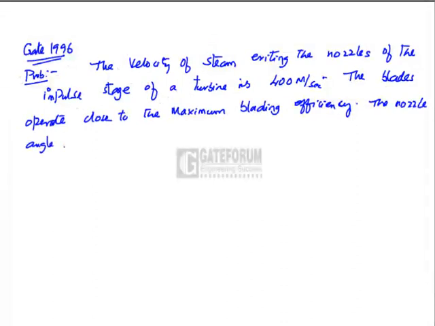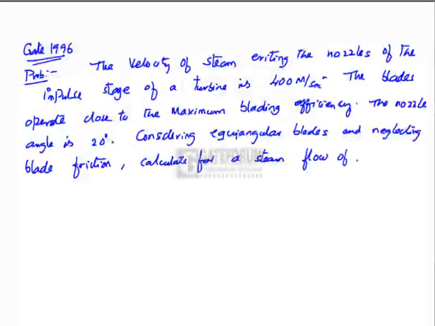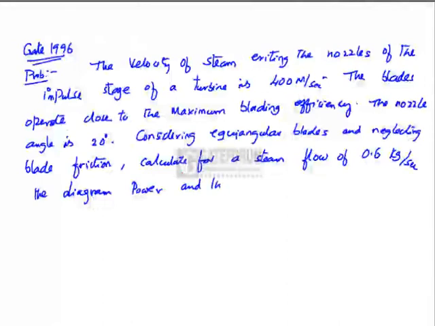The nozzle angle is 20 degrees. Considering equiangular blades and neglecting blade friction, calculate for a steam flow of 0.6 kg per second the diagram power and the diagram efficiency. The solution to this problem could be given like this.